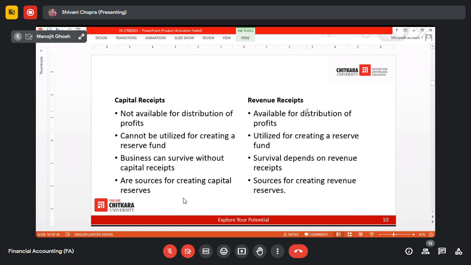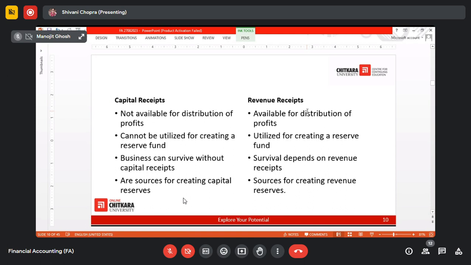Whereas capital receipts are generally not utilized for creating a reserve fund. Otherwise, what would happen? Whenever you require a reserve fund, you can sell off an asset, acquire capital receipts, and create a reserve. It's an indicator of bad health of a company. Even though there are no capital receipts, we don't make an assessment of the survival of the business with capital receipts. Zero capital receipts, yet the business can have 100% survival chances.